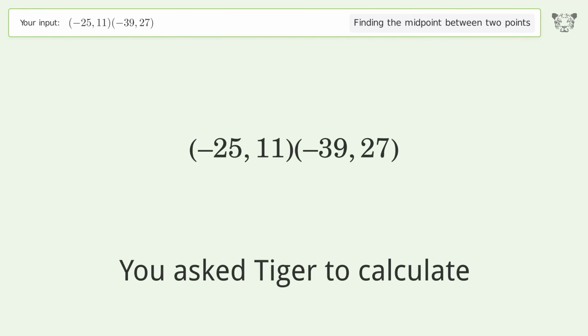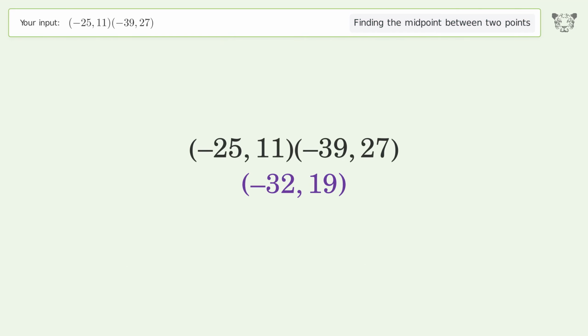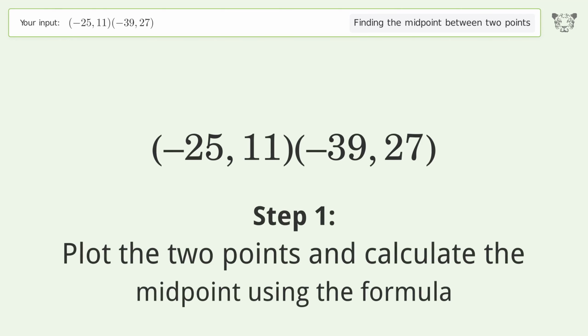You ask Tiger to calculate. This deals with finding the midpoint between 2 points. The midpoint between the 2 points is (-32, 19). Let's solve it step by step. Plot the 2 points and calculate the midpoint using the formula.